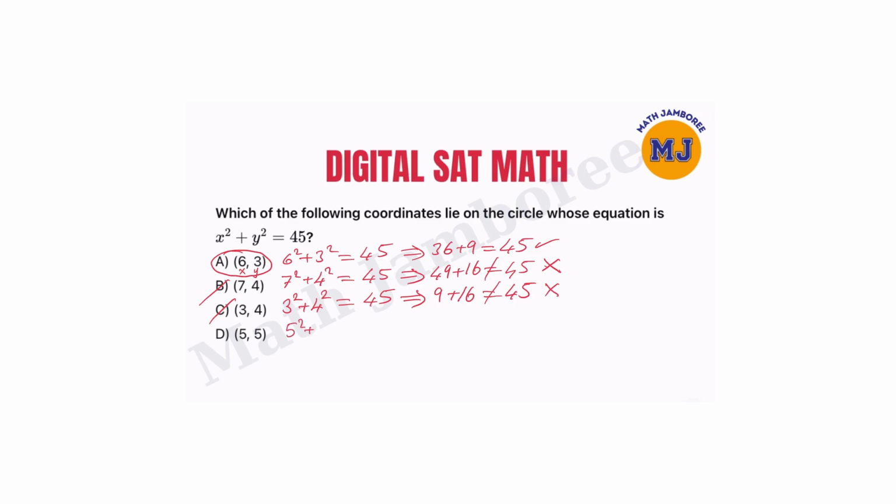5 squared plus 5 squared. Does this give you 45? This is 25 plus 25, which is 50. And it does not equal 45. Therefore, our right choice is A for the specific question.